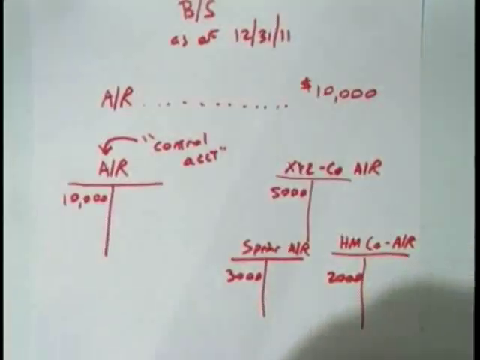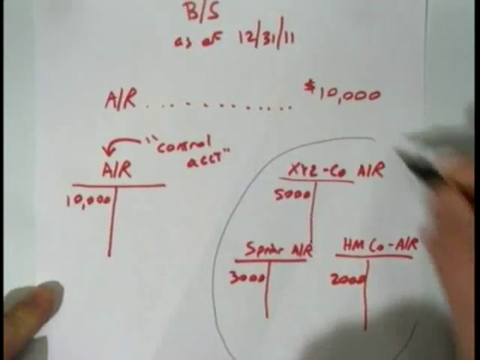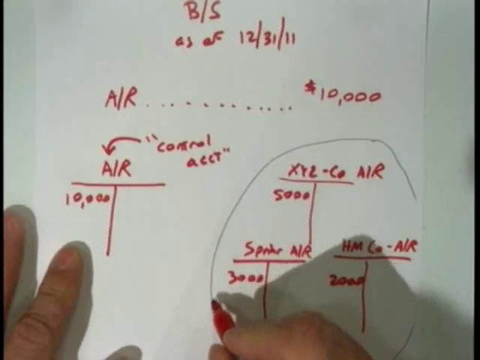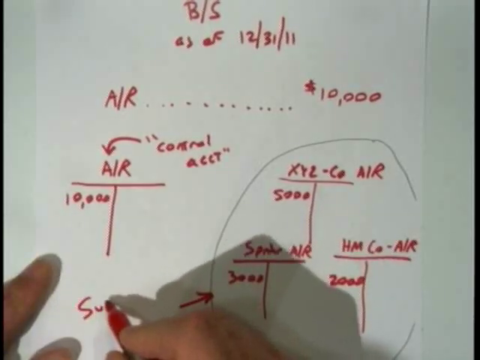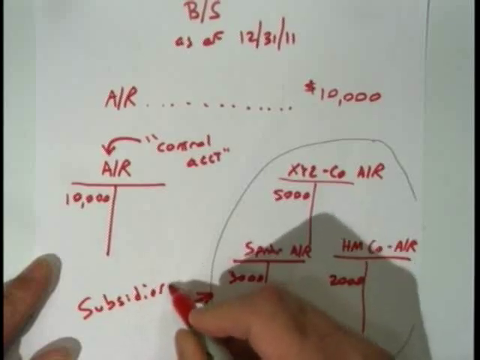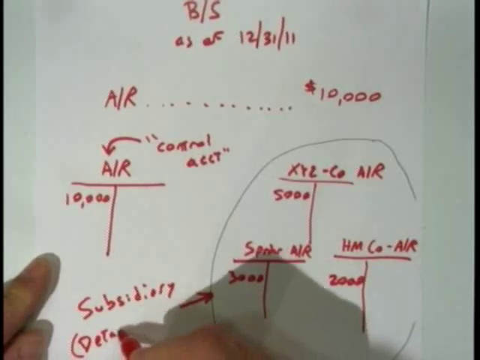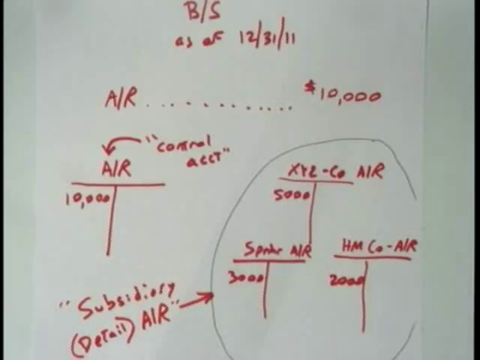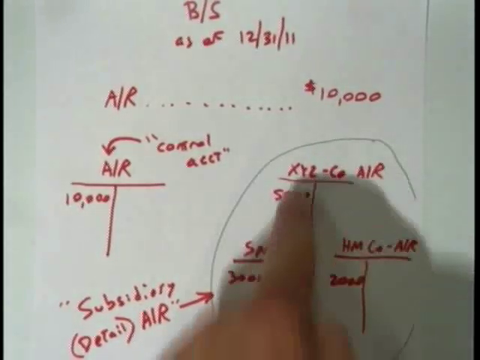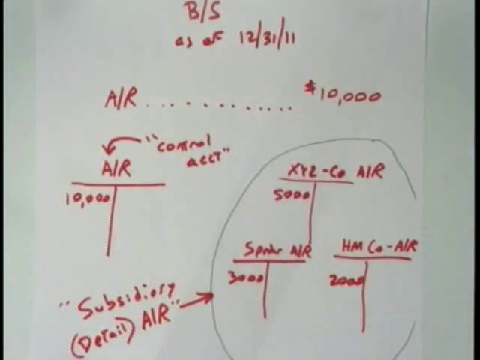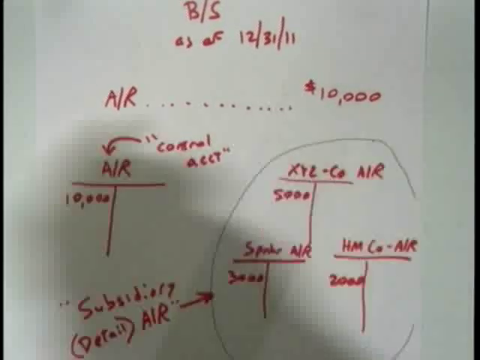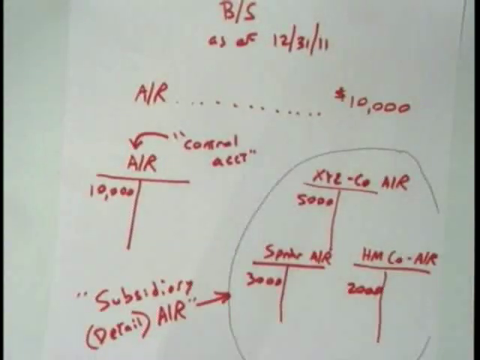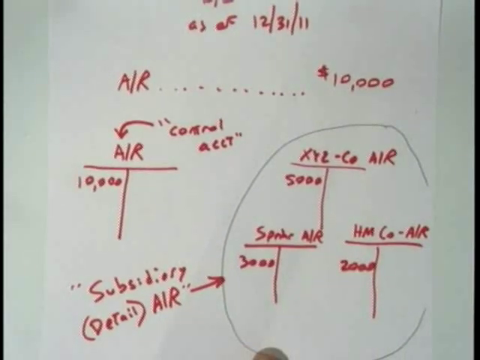Well, what we call this detail right here is our subsidiary, or sometimes we call it our detail accounts receivable. Does that make sense? Now, the total of your detail, 5 plus 3 plus 2, always has to equal what's in your control account. Correct? Always, always, always. And when a client would tell me, well, my accounts receivable is $10,000, what I would say is, can you provide me the detail of who owes you what? Right? Not too hard of a concept, isn't it?